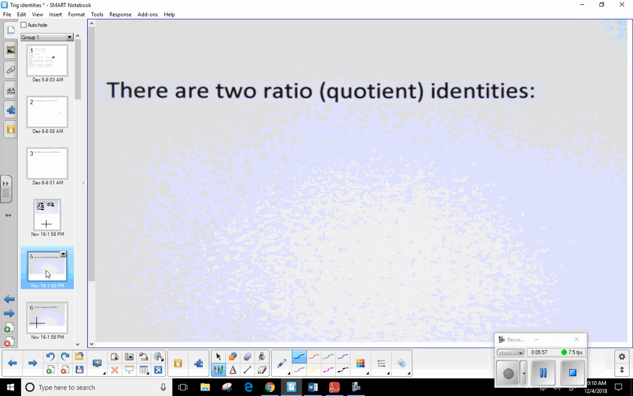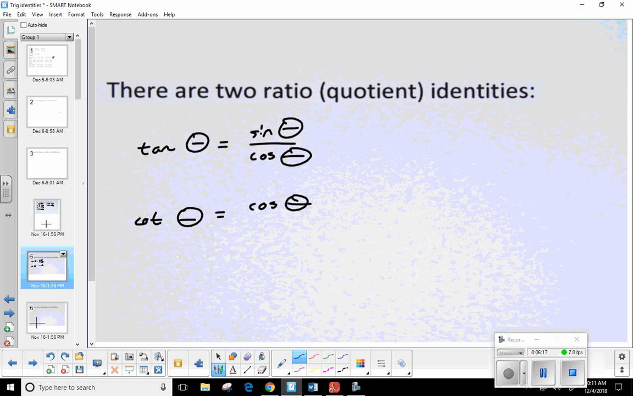One of the identities we saw yesterday on the paper I gave you, tangent of theta is equal to sine of theta divided by cosine of theta. And there was another one. Okay, cotangent. So cotangent of theta, we can actually say that's cosine over sine. Now, in order to prove these identities, we're going to use the same strategy we did just a moment ago. We're going to rewrite them in terms of their ratios using x, y, and r.